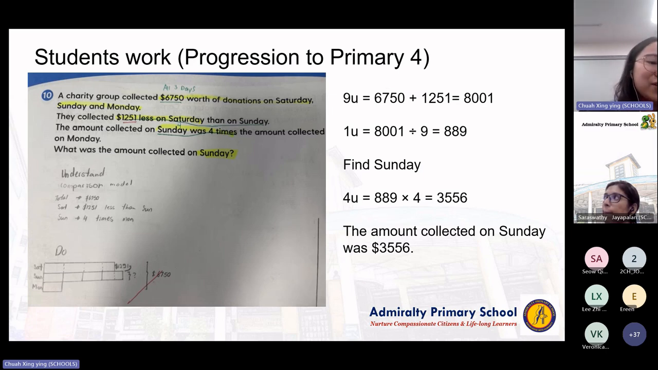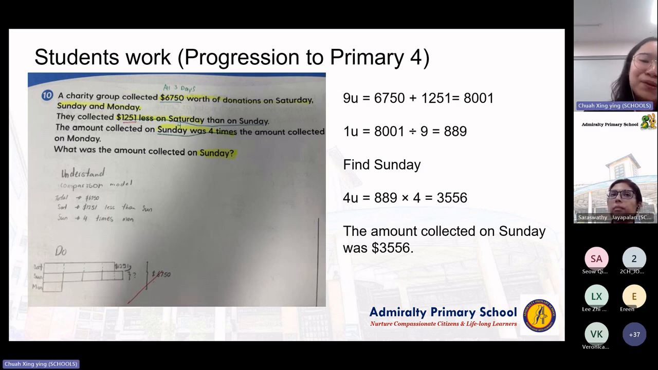And in that case, we are turning the Saturday bar into 4 units, just like the Sunday. And the total number here is 4 units of Saturday, 4 units of Sunday, 1 unit on Monday. Altogether 9 units, and we are using 8,001. So this is a top-up method here. And from there, we can find the 1 unit. After finding the 1 unit, we can proceed to find whatever we want to find, which is the Sunday or the Monday, whichever the question requires.